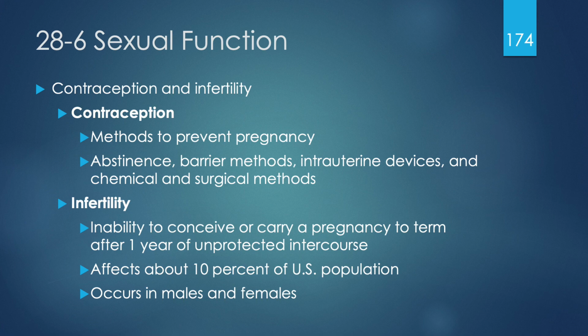Infertility is defined as the inability to conceive or to be able to carry a pregnancy to term after 1 year of unprotected intercourse. And it affects a lot of people, in fact, up to 10% of the US population, and it occurs in both males and females in a variety of different ways.